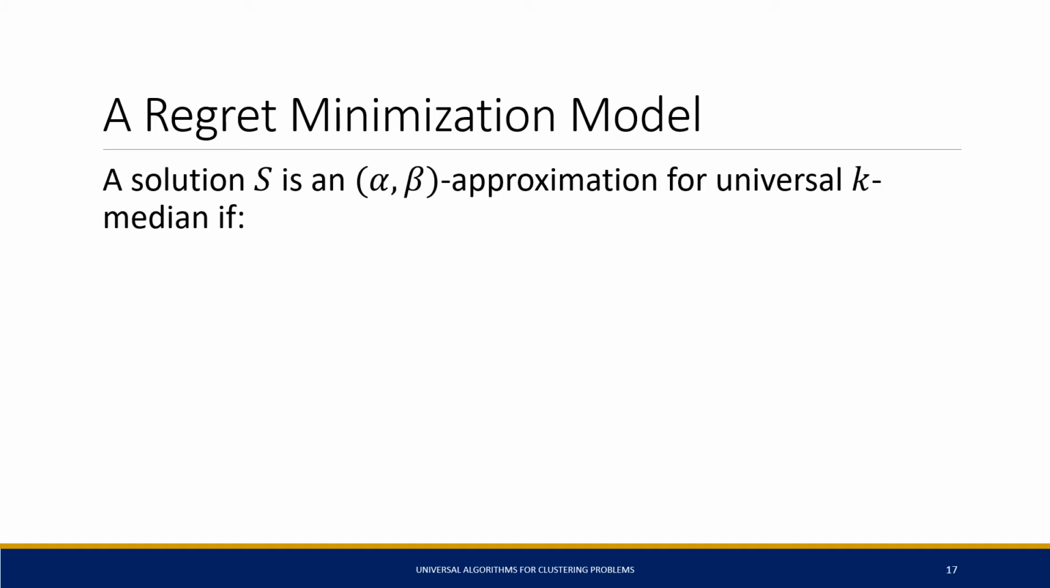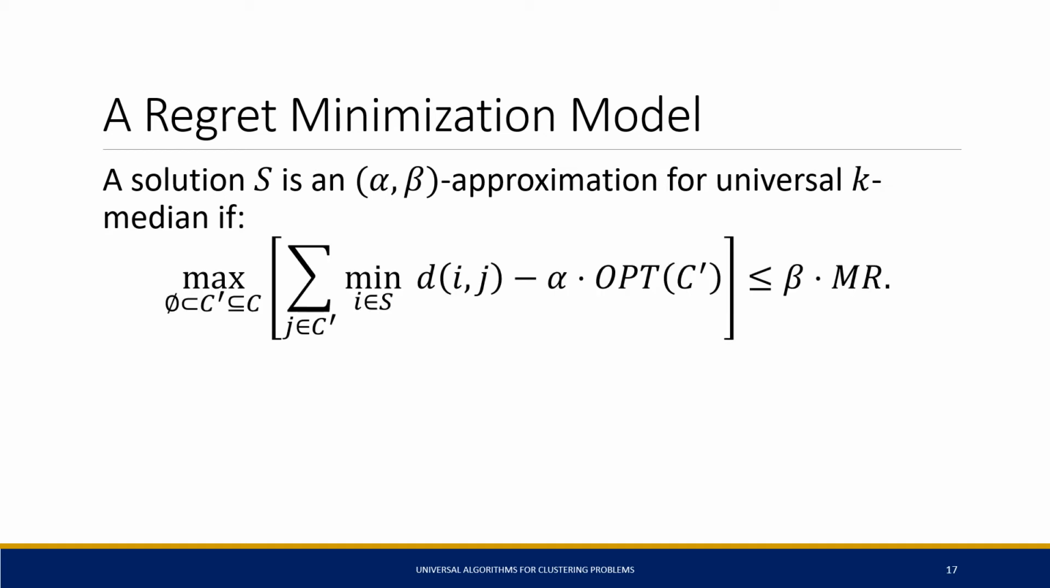Okay, so now I'll introduce a definition of approximation that allows both the approximation on the optimal solution's cost and also the regret. So I'll say the solution S is an alpha-beta approximation if the maximum difference between the cost of the solution and alpha times opt is at most beta times the minimum regret. One way you can rewrite this is to say that in every realization, our solution's cost is at most alpha times the optimal solution's cost plus beta times the minimum regret.